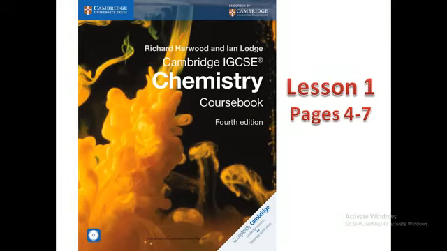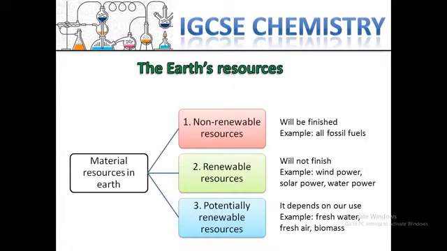Hi dear students, today we are going to continue our lesson, pages 4 to 7, and the title is the Earth's resources. The resources that humans are using can be divided into three main groups: non-renewable resources, renewable resources, and potentially renewable resources.